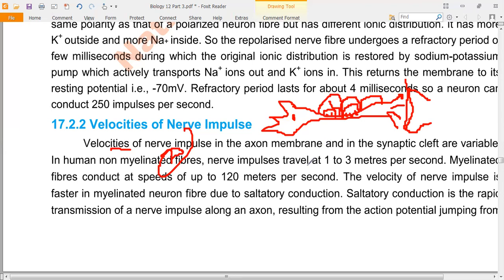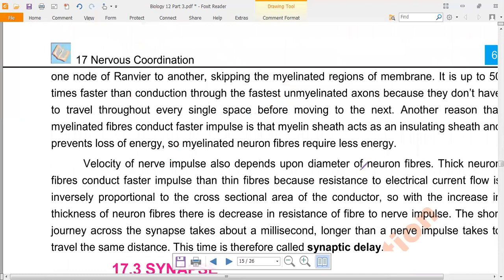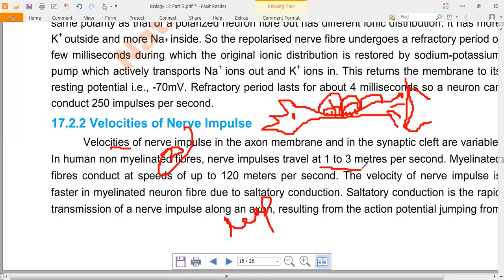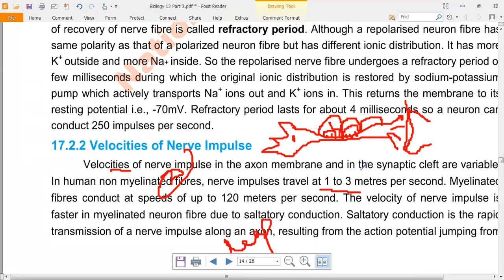This is a Latin word, it means leap. So the voltage or the charges move by leaping from one node of Ranvier to the other. And as we talk about non-myelinated fibers, if it does not have myelin, the nerve impulse travels at 1 to 3 meters per second. But if it is myelinated, it can travel at 120 meters per second.